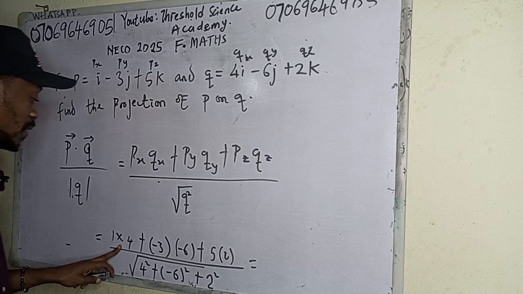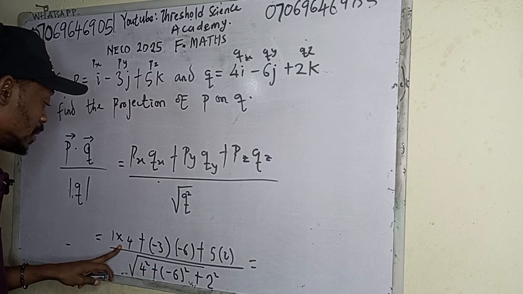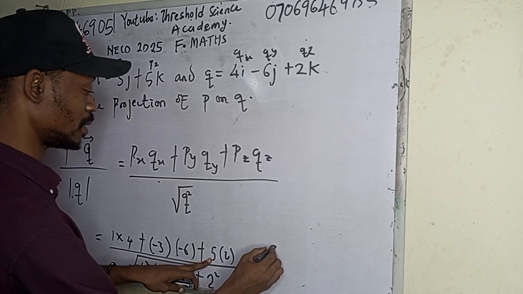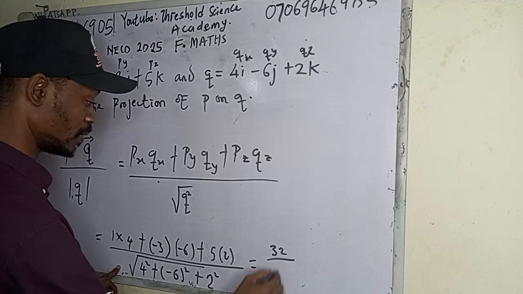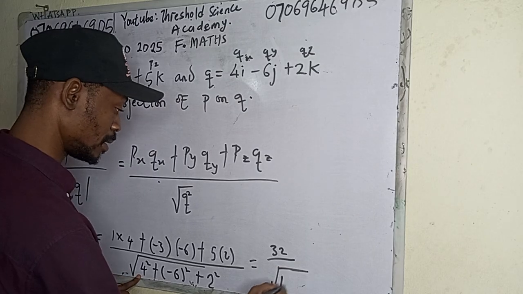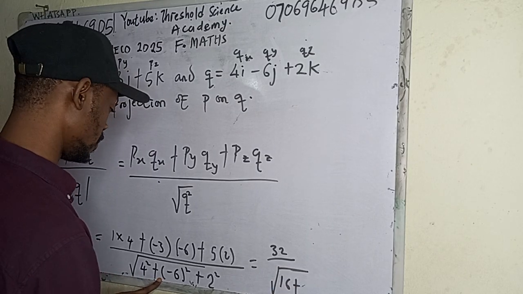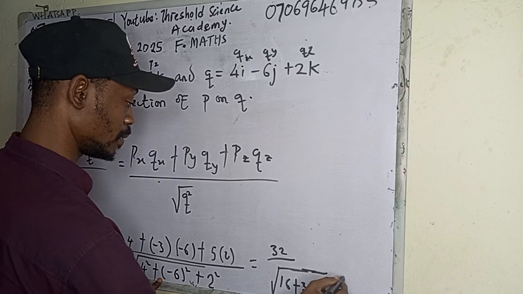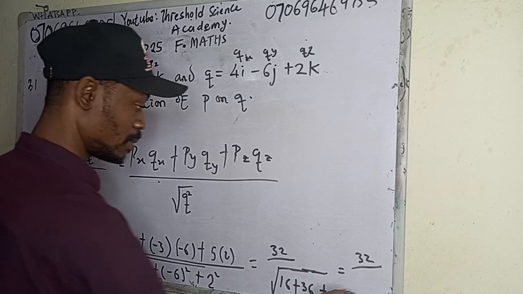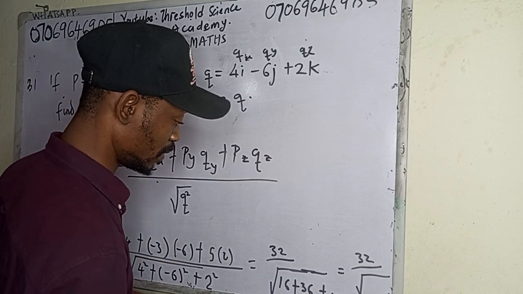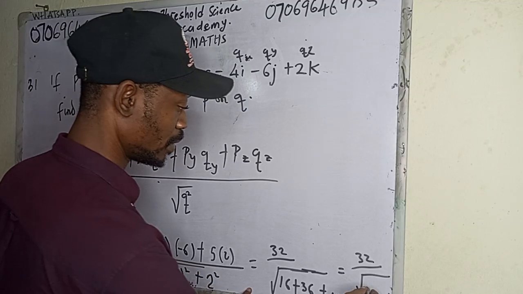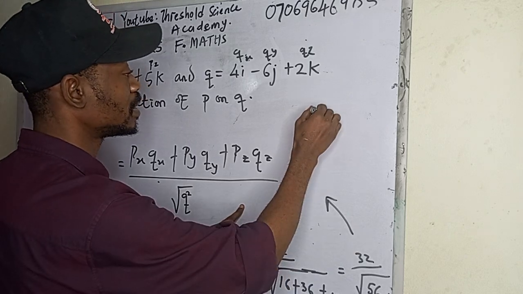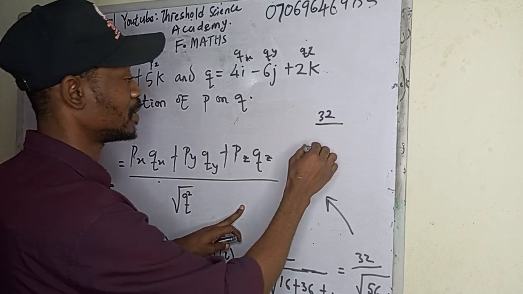So 1 times 4 is 4, minus 3 times -6, that's plus 18. So 18 plus 4 is 22, plus 5 times 2, which is 10, that's going to be 32, all over the square root of 16, then plus 36, plus 4. 36 plus 4 is already 40. That'd be 56.